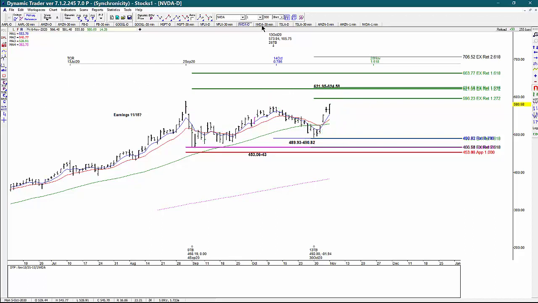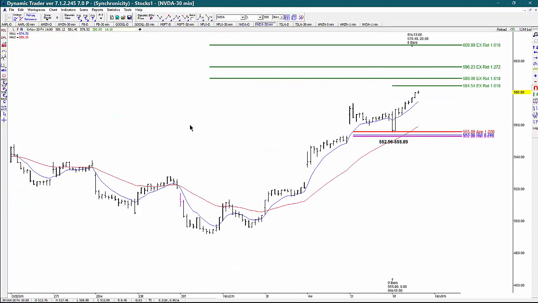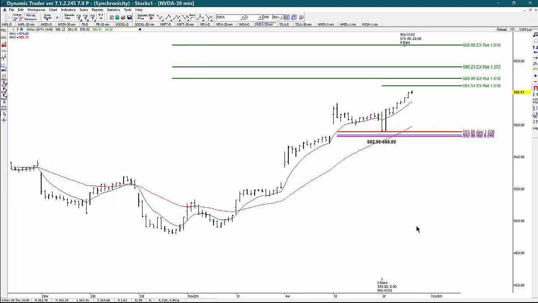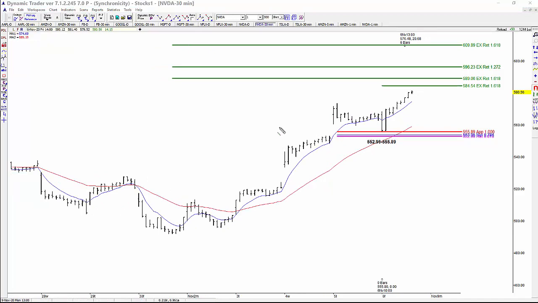So what do you want to focus on? Well, you want to set up the pullback. So this is an example that happened just this morning. This was a test of key support in NVIDIA on the 30-minute chart.